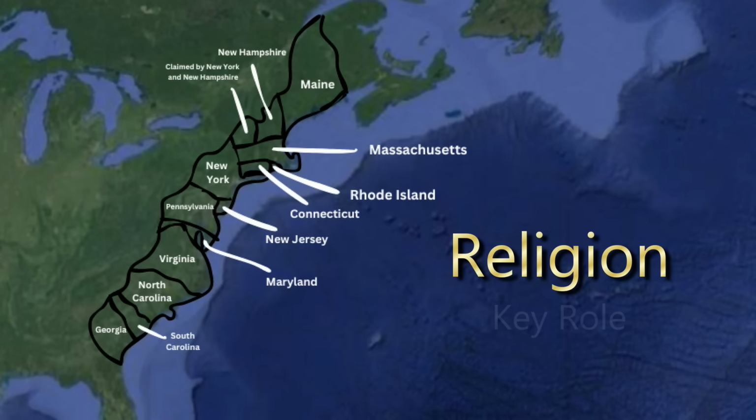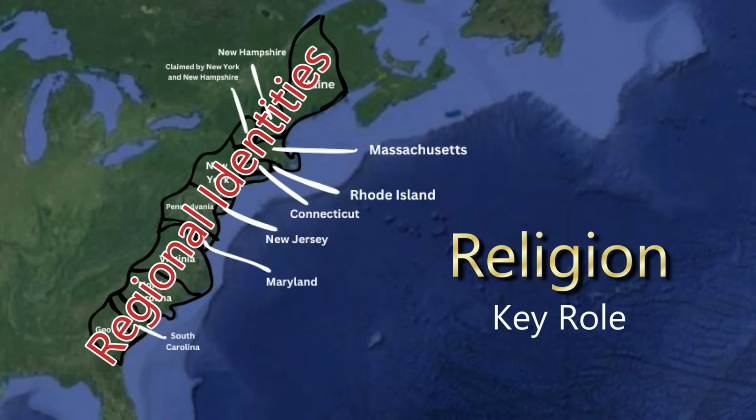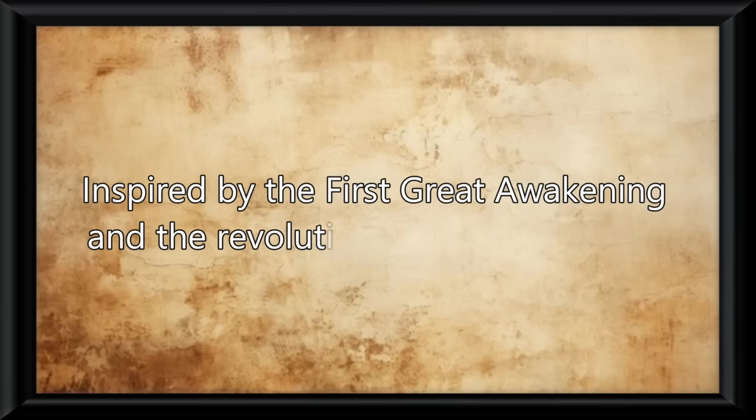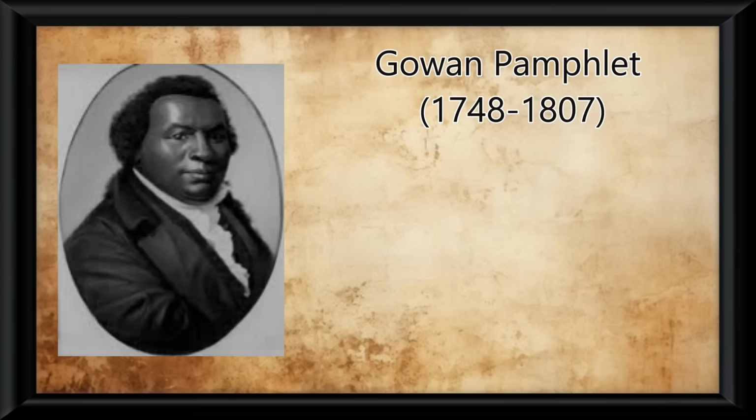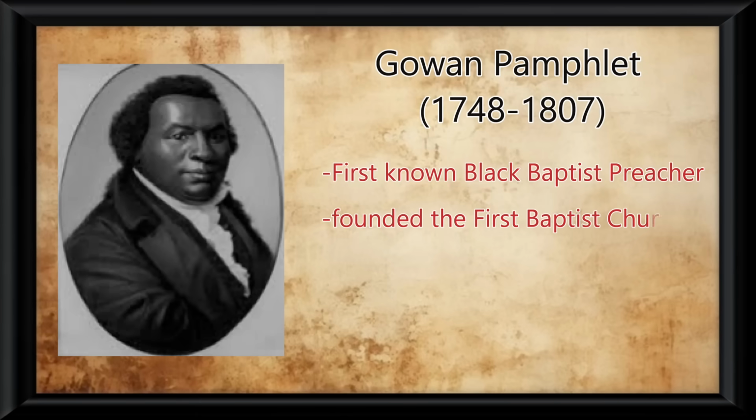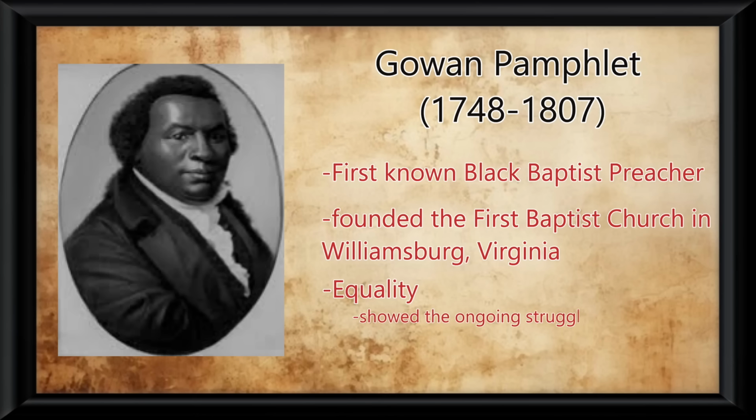Religion continued to play a key role, especially in regional identities. Inspired by the First Great Awakening and the revolutionary ideas of liberty, figures like Gowan Pamphlet, the first known Black Baptist preacher, founded the First Baptist Church in Williamsburg, Virginia. His messages of equality showed the ongoing struggle for freedom and opportunity for all Americans.